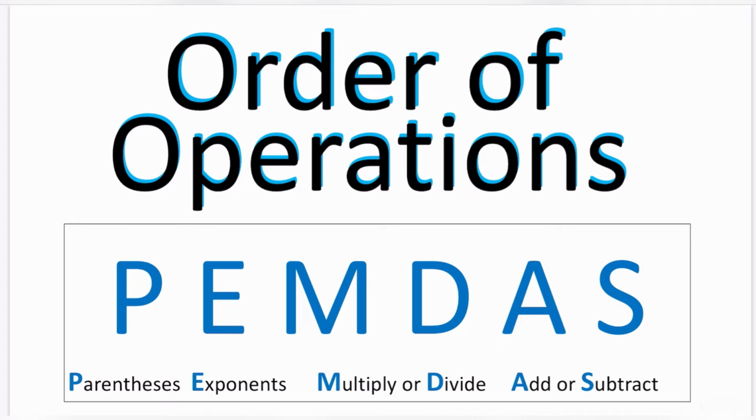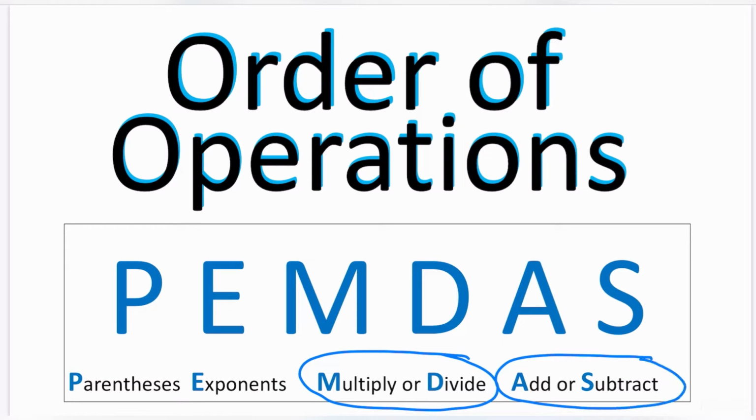But basically, order of operations, the first thing you want to take care of is parentheses, followed by exponents. You multiply or divide, whichever one comes first, and then you add or subtract, whichever one comes first. That means left to right. So let's take a look at some examples.